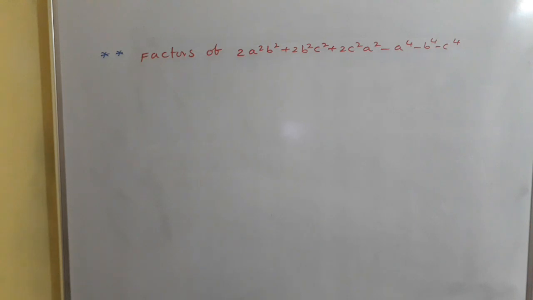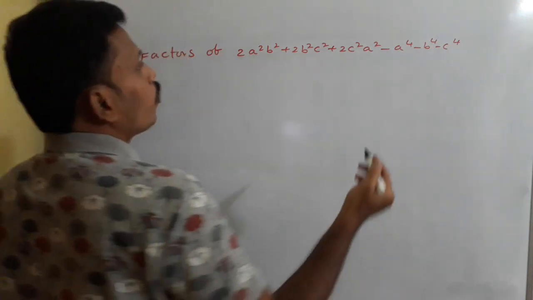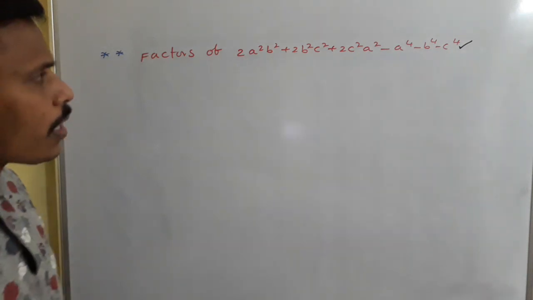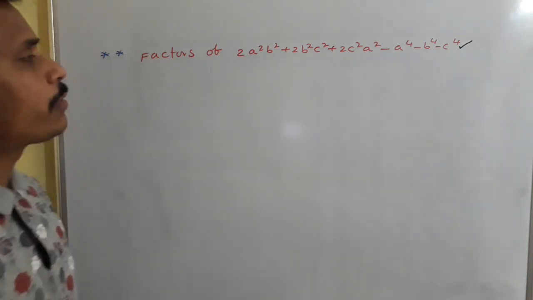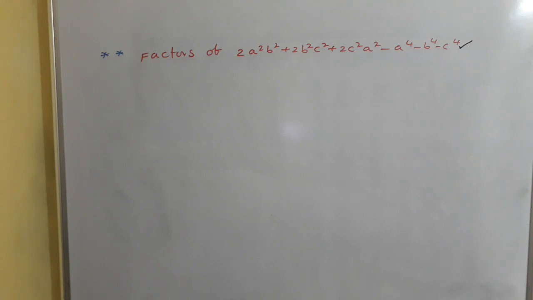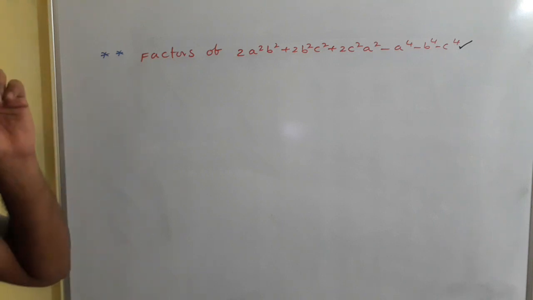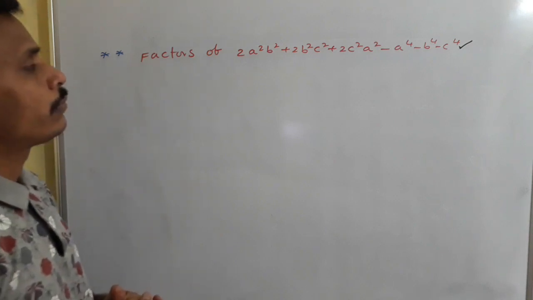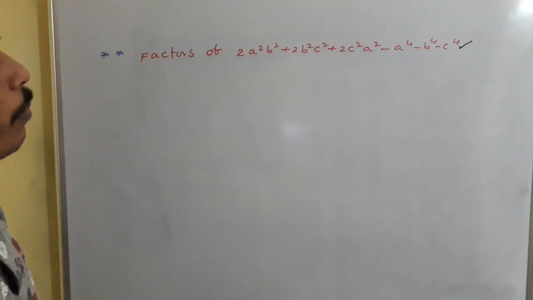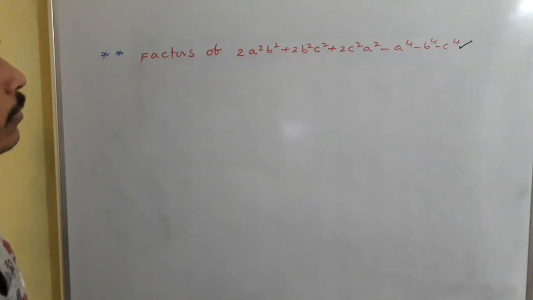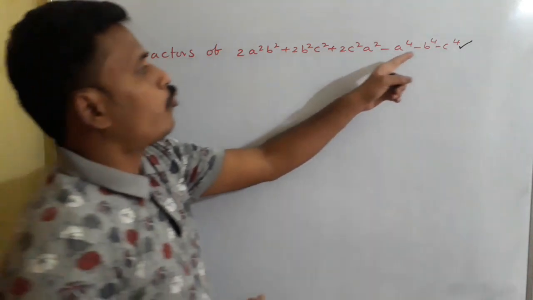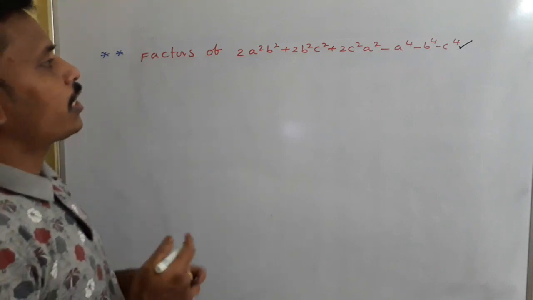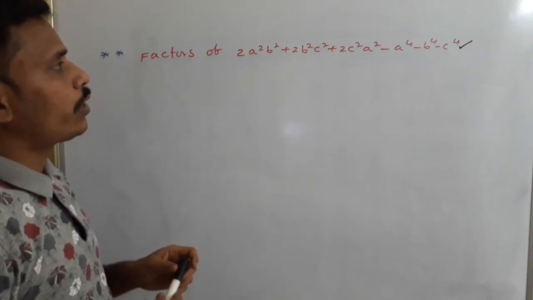Next problem is about finding factors for this: 2a square b square plus 2b square c square plus 2c square a square minus a power 4 minus b power 4 minus c power 4. Yeah, how to factorize this? We need to think about it. Once we pick out minus, what will happen? We will get a power 4 plus b power 4 plus c power 4 minus 2a square b square minus 2b square c square minus 2c square a square.